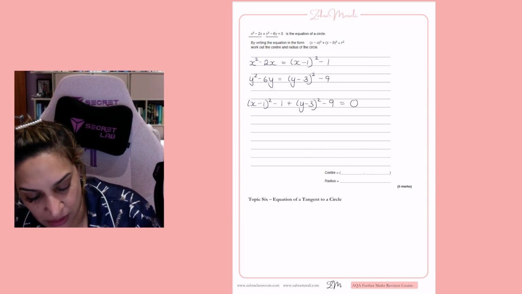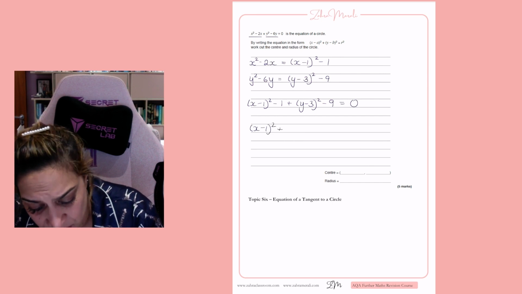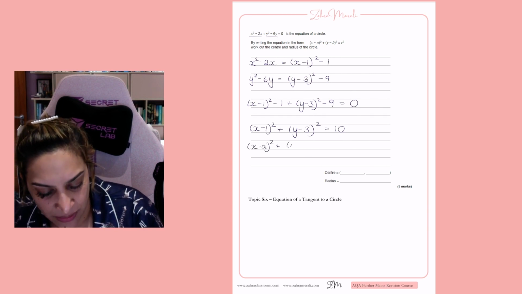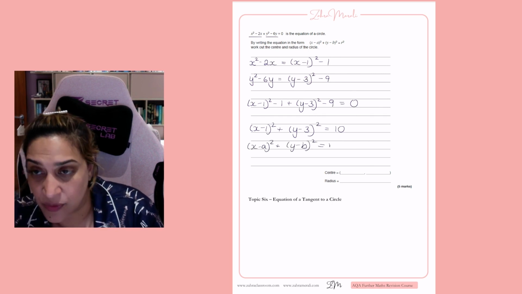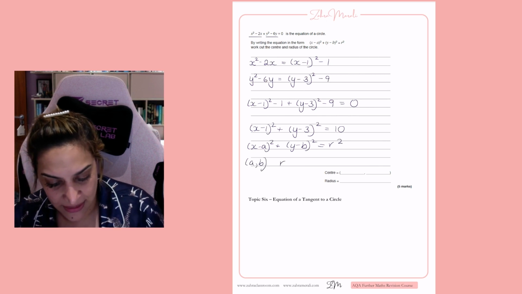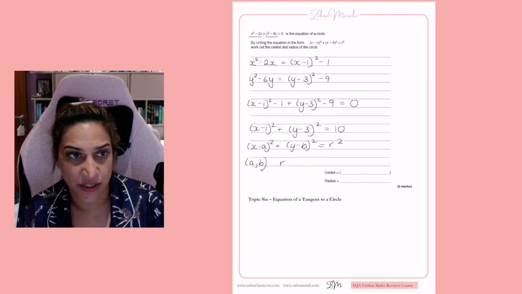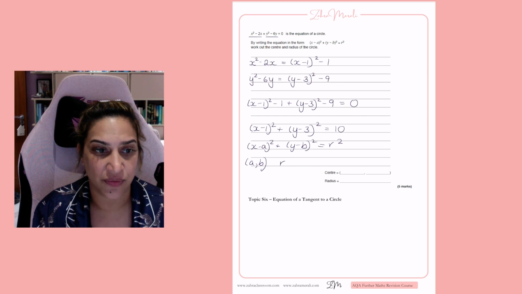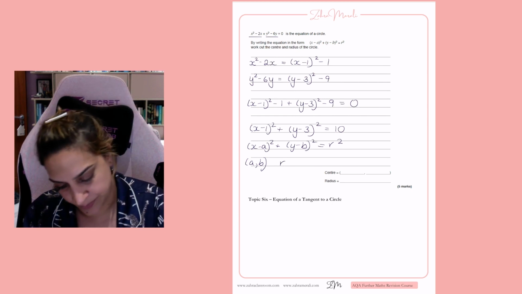Equals 0. We can move the numbers onto the opposite side. And remember, (x − a)² + (y − b)² = r². (a, b) is your center and r is your radius. So here we can see straight away that our center is (1, 3) and our radius is root 10.